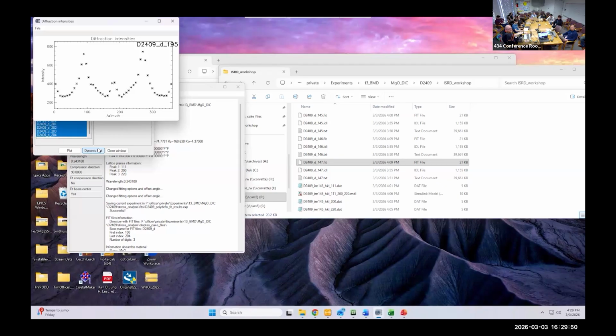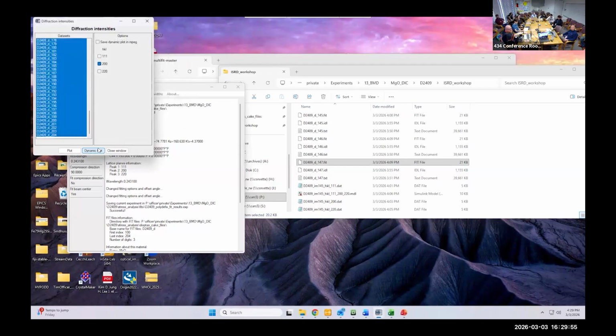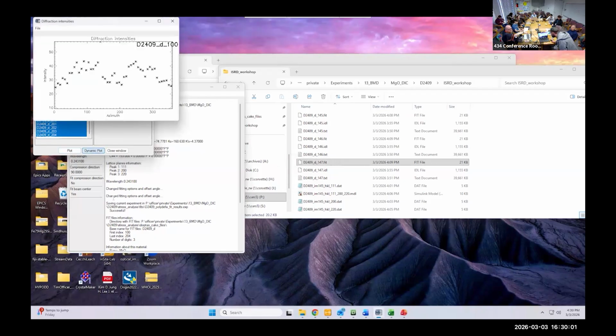Yeah, you can also see that's a clear overprint. That's very nice. And let's look at another. No, that was probably hopeless.